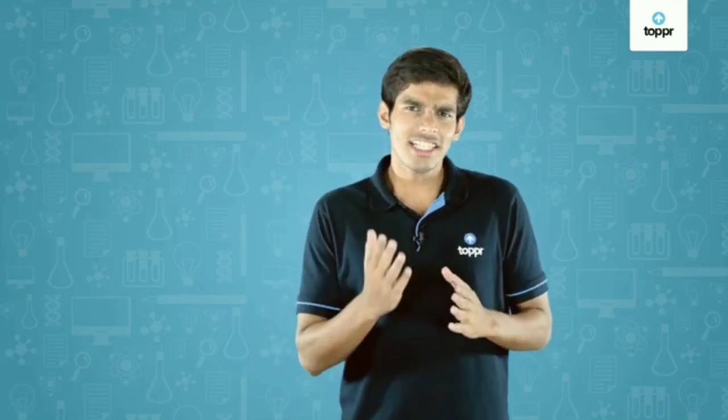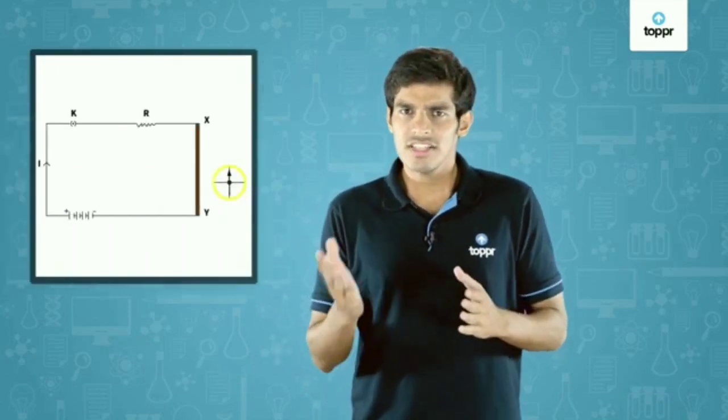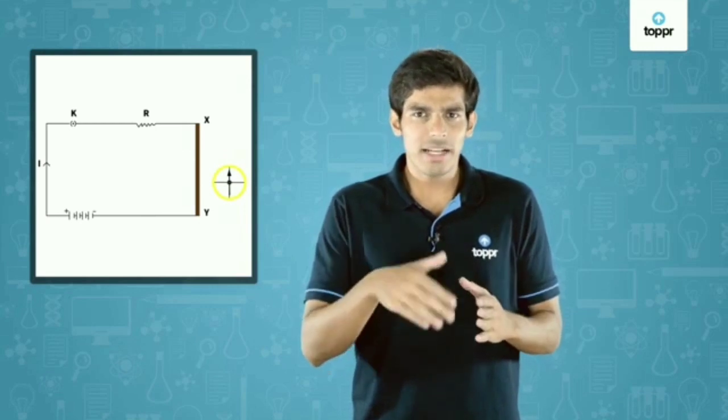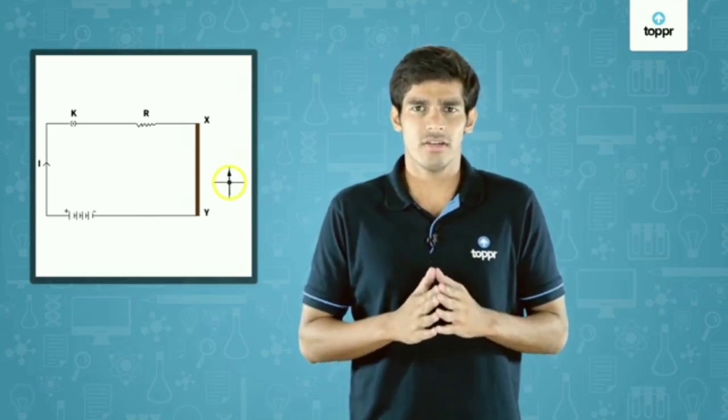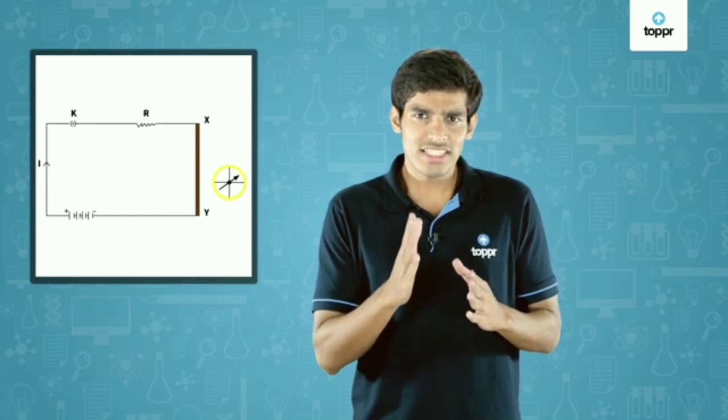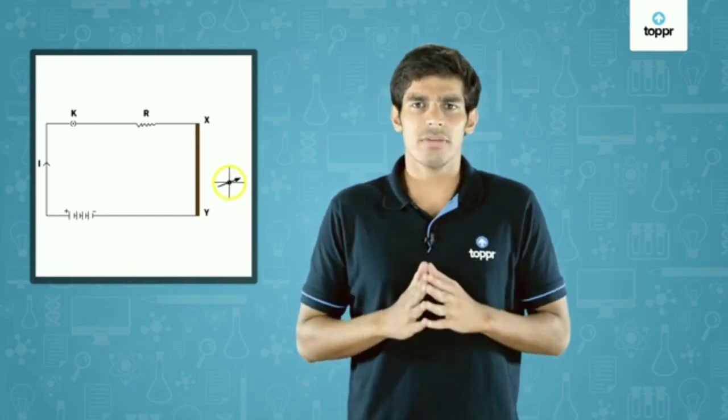In our previous chapter of electricity, we learned about electric circuits and also studied about the heating effect of electric current. Before we proceed to this lesson, let's perform a small experiment. Just take a magnetic compass and place it over a current carrying wire. What do we observe? We see a deflection in the magnetic compass.